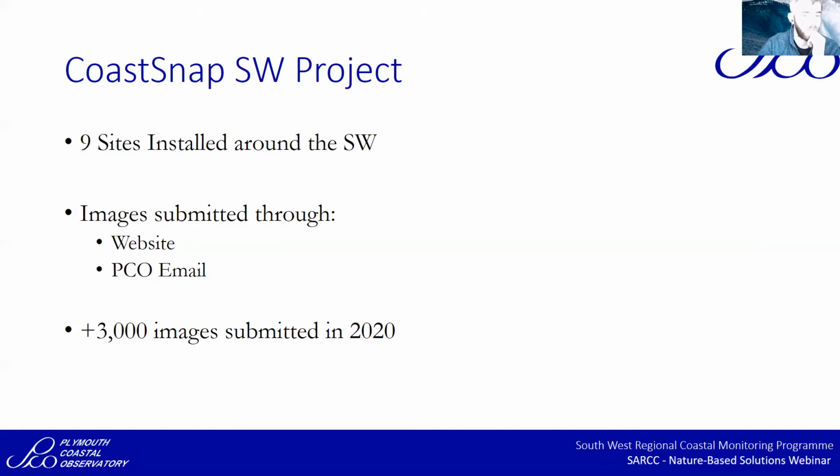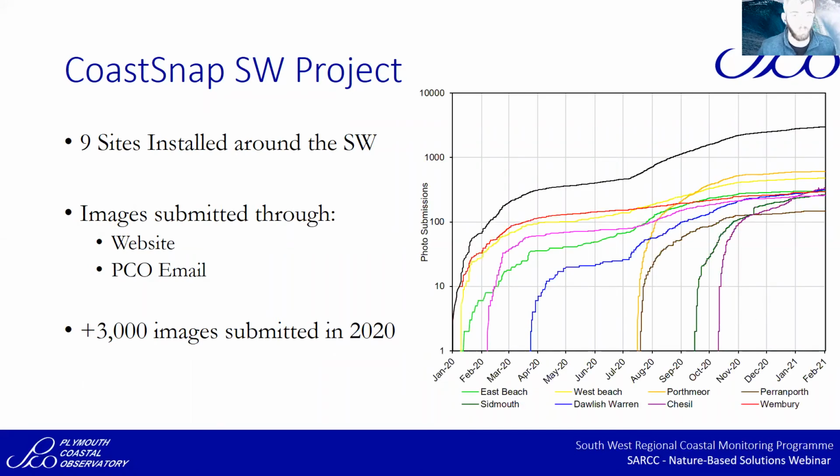And since the start of 2020, we've had over 3,000 images submitted across all 9 sites. Porthmeor in St Ives has by far been the most popular, with over 600 images submitted in the space of 6 months. So a really busy summer period.